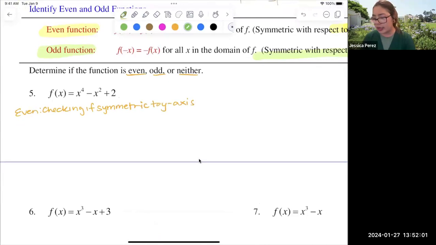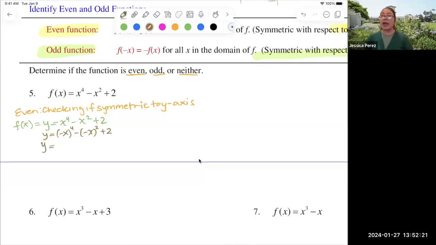So we have this equation, f of x, which is the same as y, which is equal to x to the fourth minus x squared plus 2. Now we're going to change that to y equals negative x to the fourth minus negative x squared plus 2. And we want to check if it's the same. So negative x to the fourth power, because it's an even power, negative x, negative x, negative x, negative x, that's still a positive x to the fourth, minus, that's not going to go away, a negative and a negative give me a positive x squared, plus, and then the 2 is just going to stay as 2.